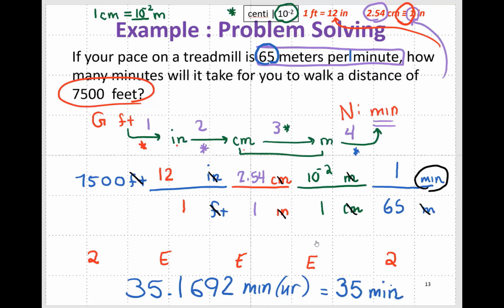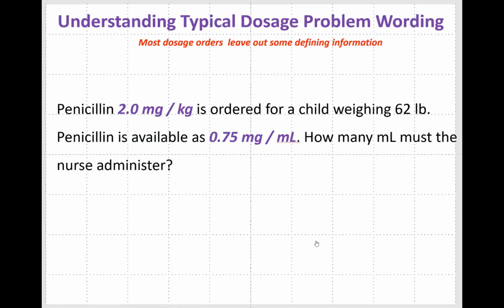In the next example, I'm going to teach you how to use problem-specific conversion factors to help you solve dosage problems. But first, I'm going to show you how to interpret dosage problems. This problem states penicillin 2 milligrams per kilogram is ordered for a child weighing 62 pounds. Penicillin is available as 0.75 milligrams per milliliter. How many milliliters must the nurse administer? So, what does this mean? I don't know. I'm kind of confused. What does this 2 milligrams per kilogram mean? What is 2 milligrams? What is milligrams of what and kilograms of what?